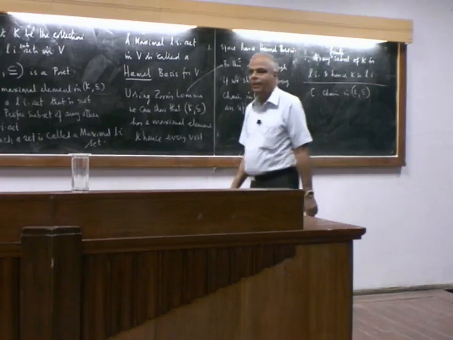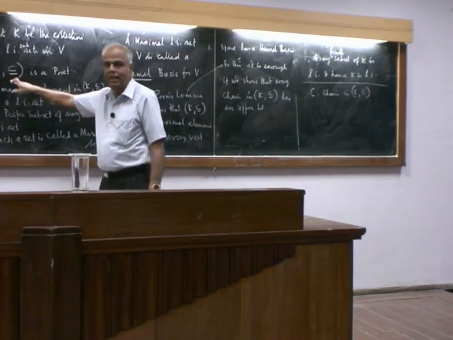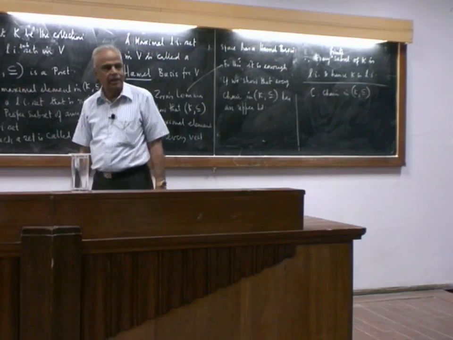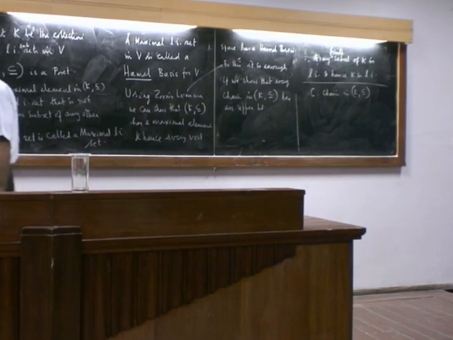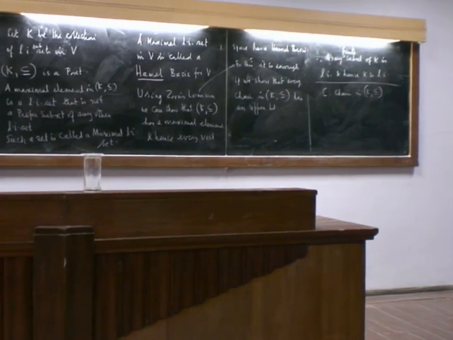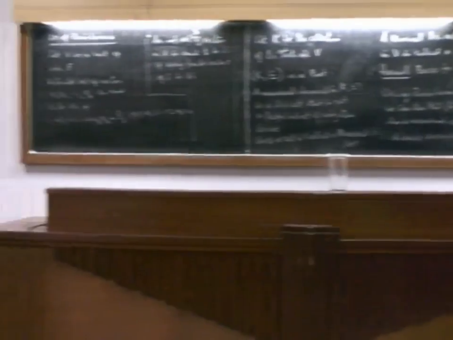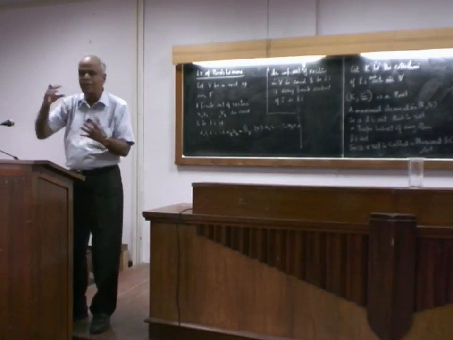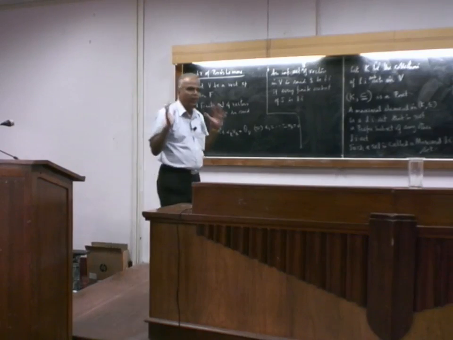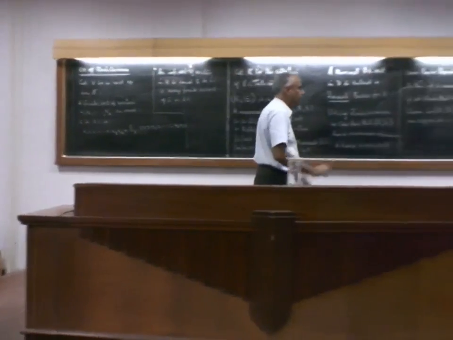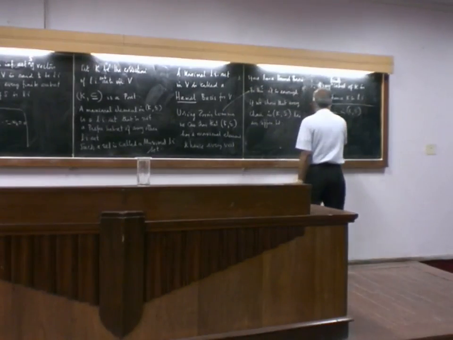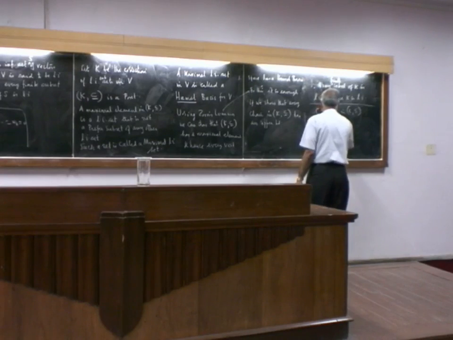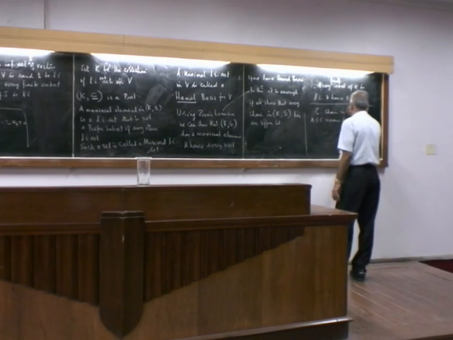What is meant by a chain? They are all elements here. That means they are all linearly independent sets, and there is a chain. Therefore, given any two of them, either this one is contained in that or that one is contained in this. Two of them are comparable. Therefore, A belongs to C means A is a linearly independent set in V.